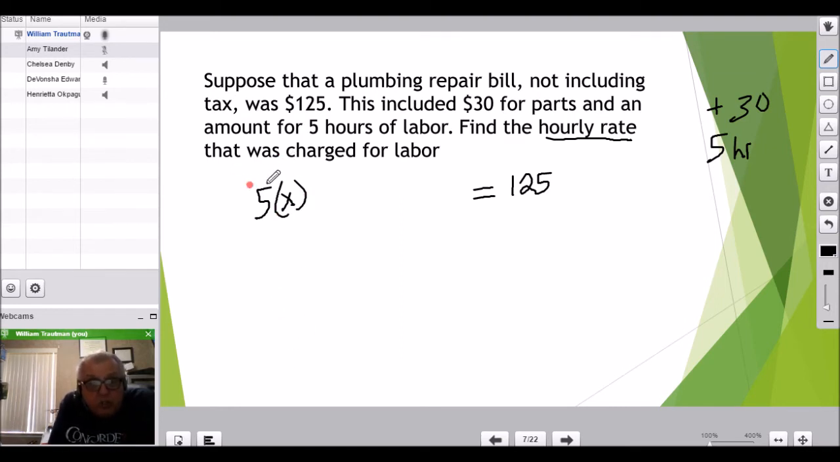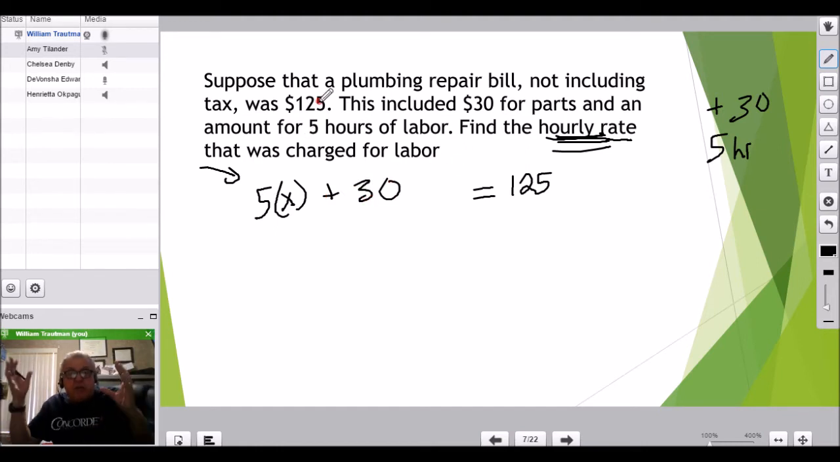If he makes $20 in 1 hour, then he worked 5 hours. He gets 5 times 20. So this is how much he's going to charge. When he goes to the job, he says, I'm charging you per hour. So he goes in the other room and watches TV for a couple of hours. So he worked 5 hours. We don't know how much he's making per hour. That's what we're trying to find out. But we do know also that he charged $30 for the parts, right? So he's going to get 5 hours of pay plus $30 for the parts.